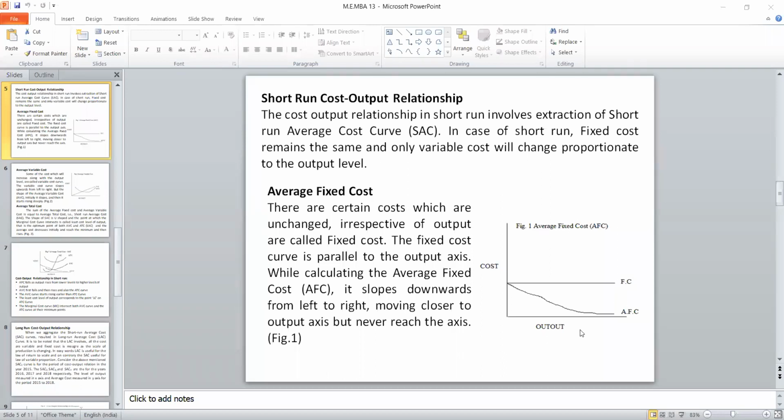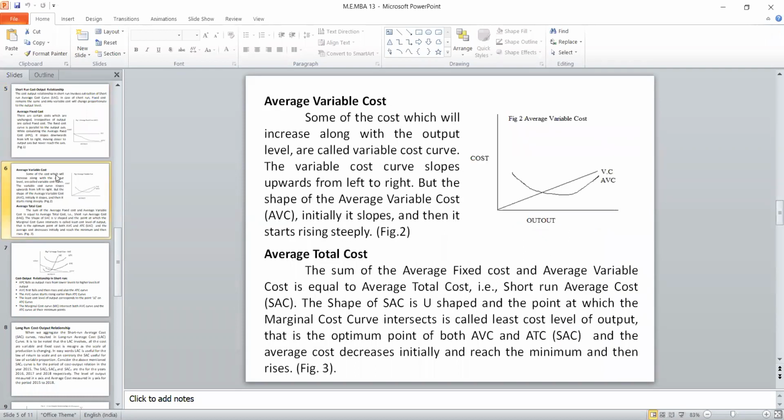One more cost is average variable cost. While constructing this average variable cost, first we should know what variable cost is. There are certain costs which will increase as the output increases. Those costs are called variable costs. The shape of the variable cost will be upward sloping from left to right. You can see in the diagram, there is one upward sloping VC, variable cost. When we divide this variable cost with the output, we can get the average variable cost. The shape of the average variable cost is a bowl shape. Initially, it will decrease and then it will increase.